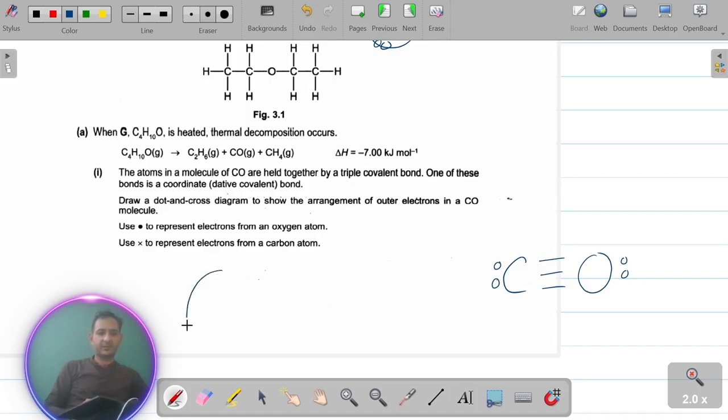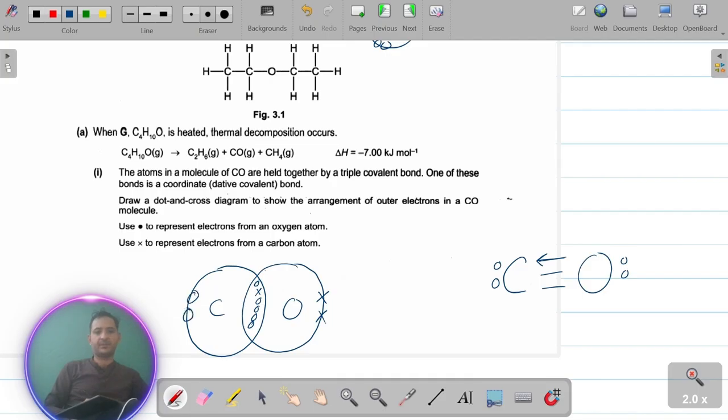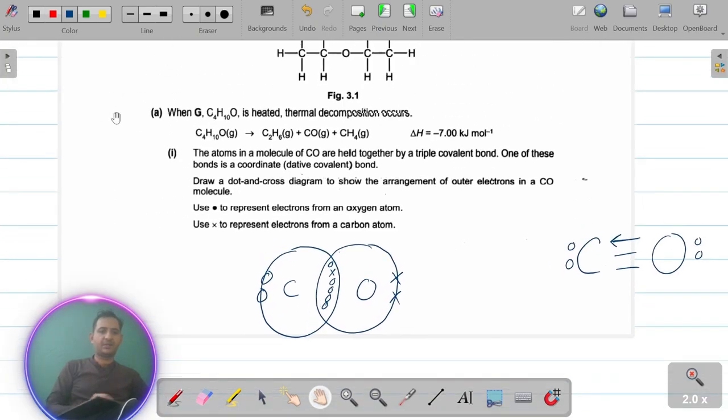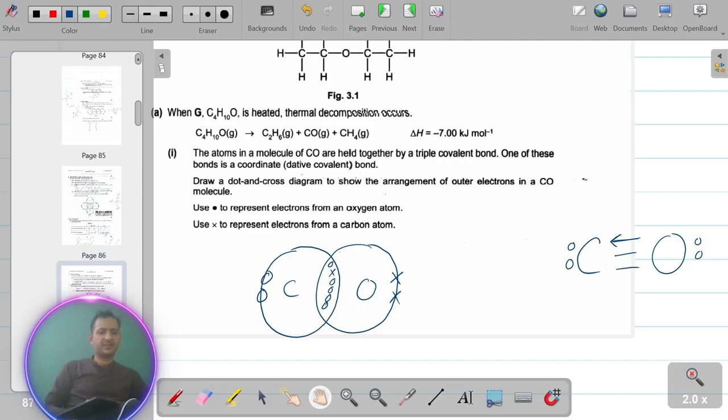Here it is carbon, and here I am drawing the oxygen: 1, 2, 3, 4, 5, 6 electrons, and 1, 2, 3, 4, 5, and 6. One of the lone pairs forms a dative bond. It is actually a dative bond. I'm representing the electrons of oxygen with this, and the carbon with lone pair. Okay, so next page. I think the questions are easy.